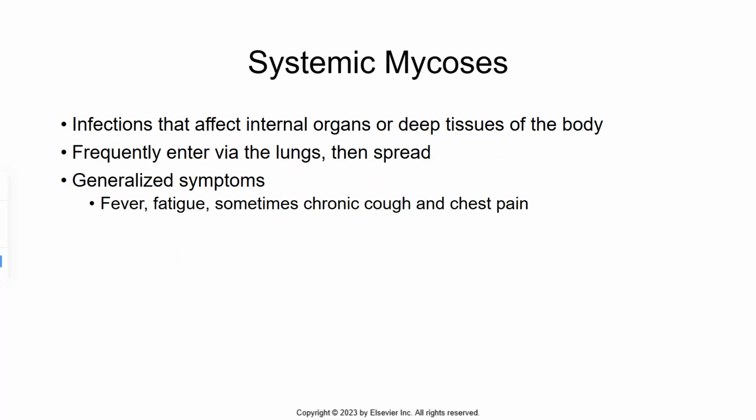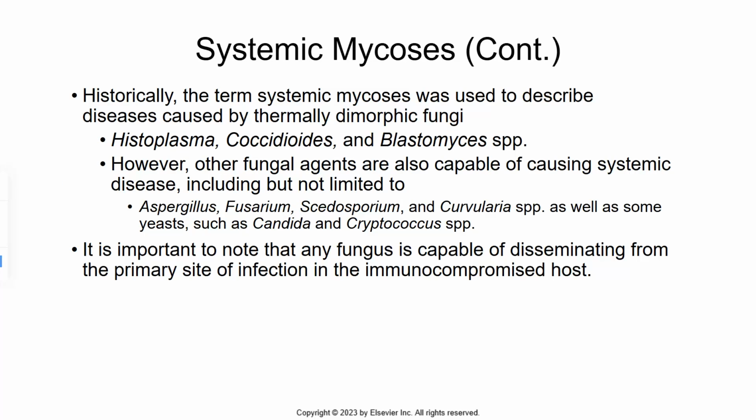Systemic mycoses, infections that affect internal organs or deep tissues of the body, frequently enter the lungs and then spread. Generalized symptoms: fever, fatigue, sometimes chronic cough and chest pain. Historically, the term systemic mycoses was used to describe diseases caused by thermally dimorphic fungi: Histoplasma, Coccidioides, Blastomyces. Those are really bad guys that we're going to talk about in this course.